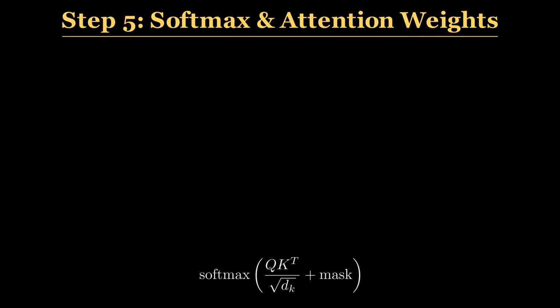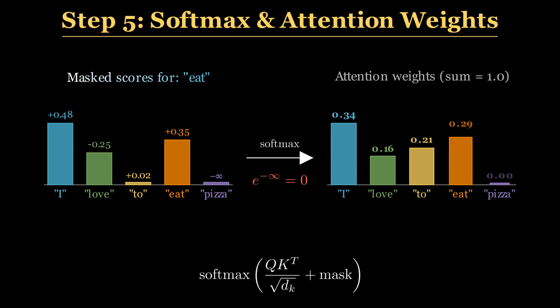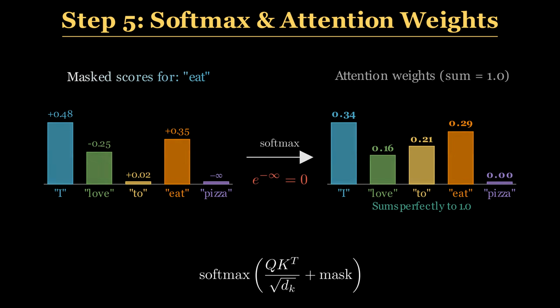Now we pass these masked scores through Softmax to turn them into probabilities. Softmax exponentiates the values and normalizes them so they sum to 1. But what happens to negative infinity? e to the power of negative infinity is just 0. So the attention on any future token drops to exactly 0. Look at pizza. Its weight is exactly 0. Eat can't see it at all. The remaining weights all add up to 1. Eat gives 0.29 to itself, 0.21 to 2, and so on.